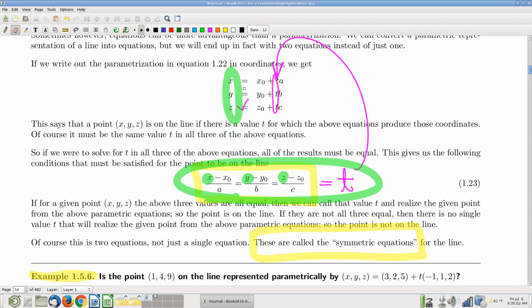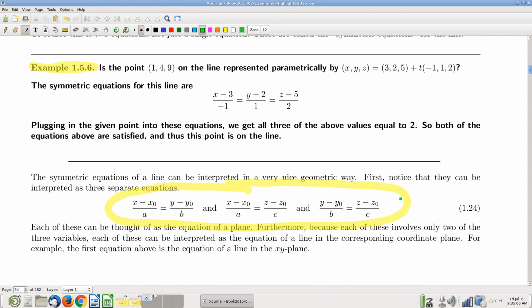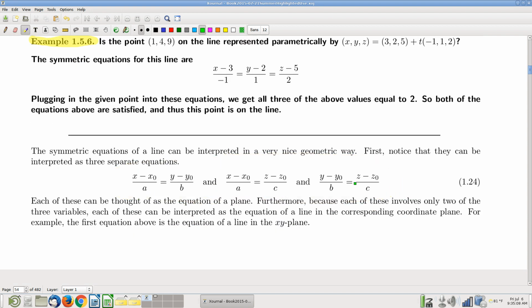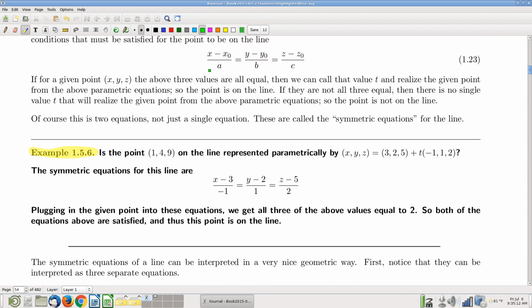Okay, all right, so it's a neat little bit of algebra example I'm going to let y'all read. I do want to point out that these symmetric equations, let me come back up to them again. These symmetric equations are kind of two equations, right? So 1 and 2.